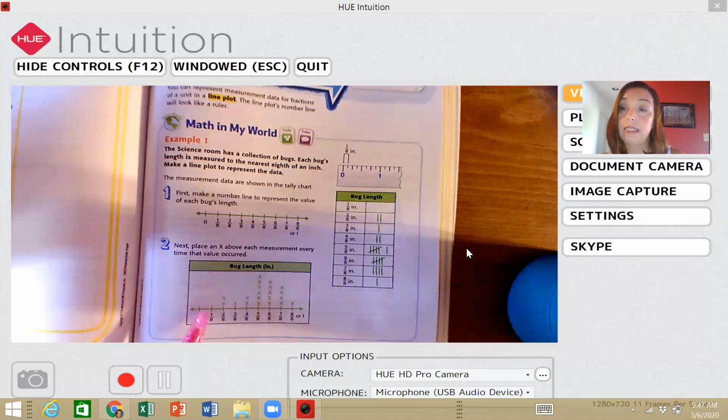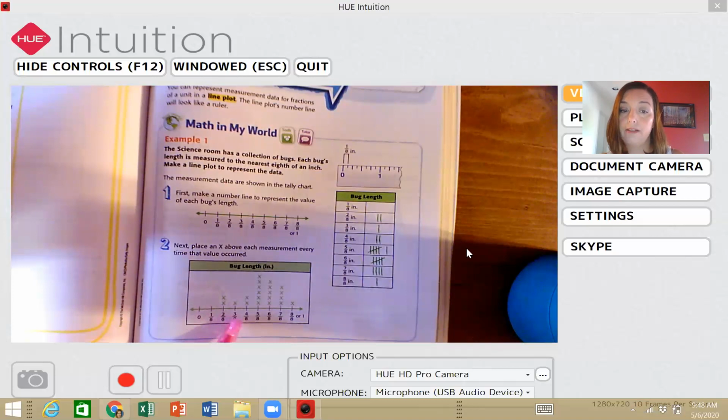So we had 0 bugs that were 0, right? We had 0 that were 1/8 of an inch. So there are no X's marked for that measurement. We had 2 bugs that were 2/8, so there are 2 X's. 1 bug was 3/8 of an inch, so there's 1 X.